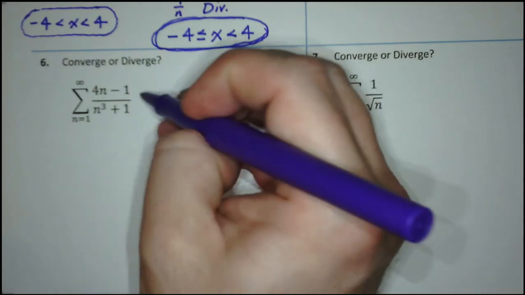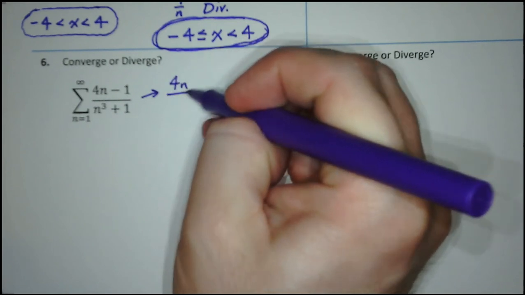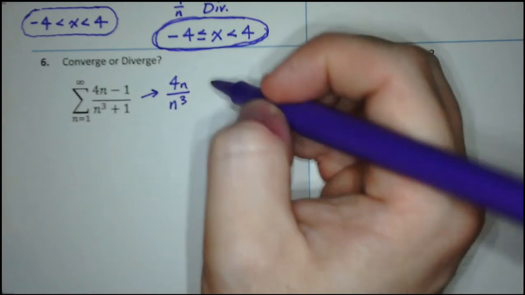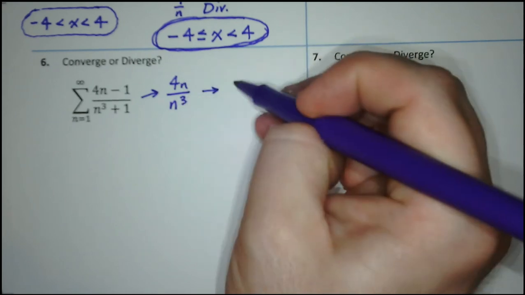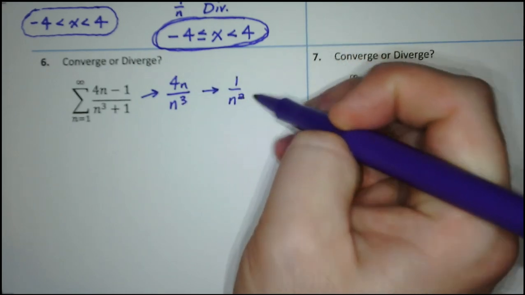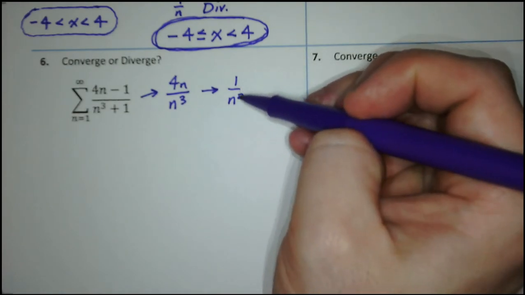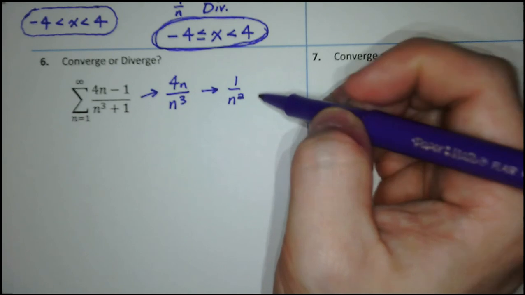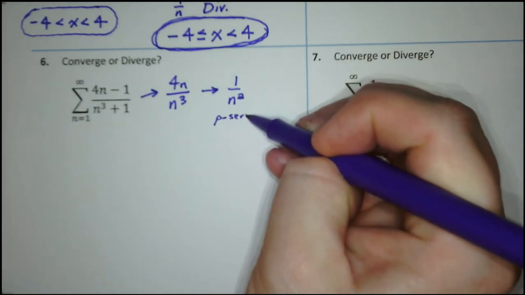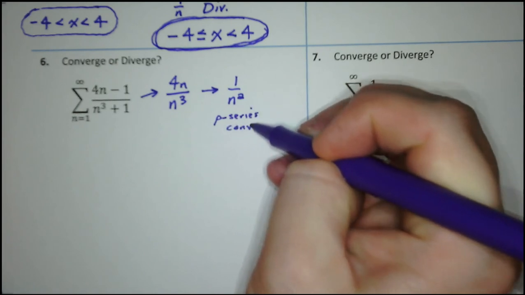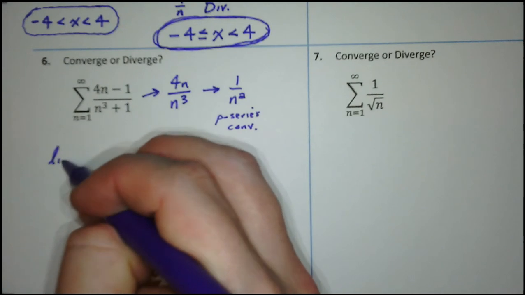So what would you compare this to? I mean, again, if you chop away stuff, 4n over n cubed, which pretty much evolves into 1 over n squared. Okay. So we could compare this to 1 over n squared. Now we know that this is a p-series that converges, right? That's pretty easy. So maybe let's try the limit comparison test.